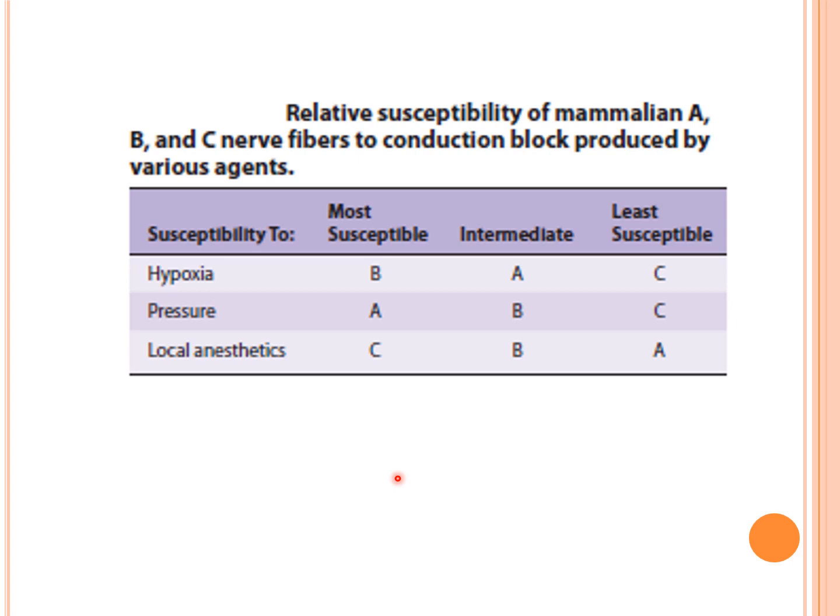That is called Saturday night palsy or Sunday morning palsy, and in that palsy mainly type A fiber is affected because it is mainly due to the pressure. This palsy is mainly due to the pressure applied on the forearm to the nerve.